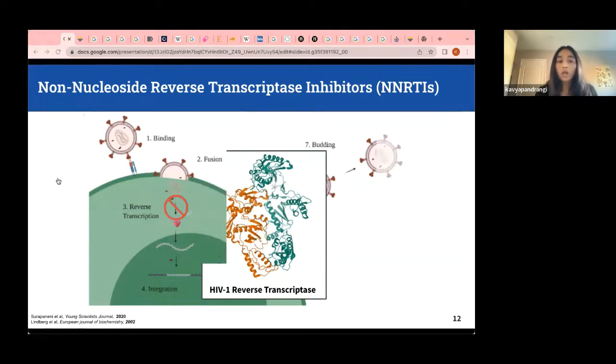A class of small molecules called NNRTIs, or non-nucleoside reverse transcriptase inhibitors, are basically meant to inhibit that reverse transcriptase, which aids in reverse transcription. They allosterically bind to and inhibit this enzyme, and this basically halts viral replication, preventing HIV from progressing to AIDS or progressing at all.